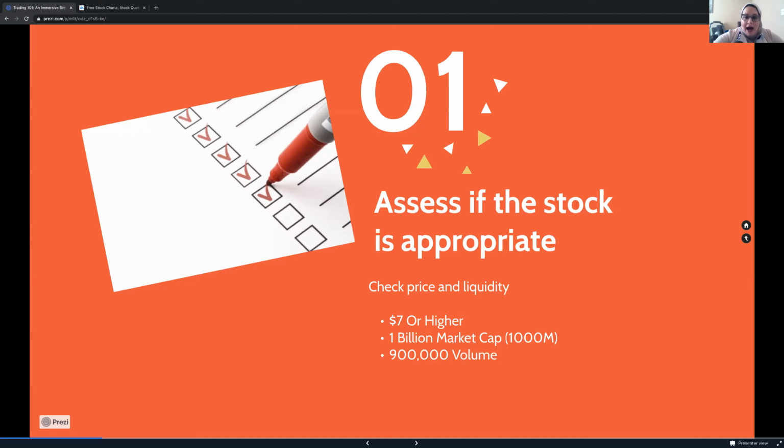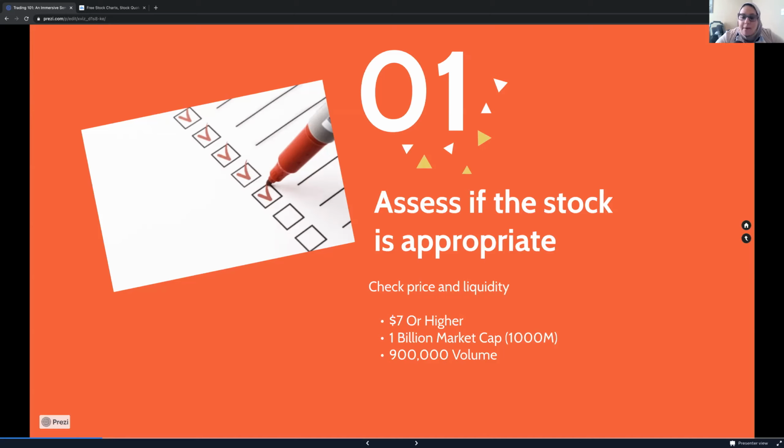So a highly liquid stock is a low risk stock. A low liquidity stock is a high risk stock. Remember, the purpose of all of this is to minimize our risk, to not lose money. So what are the indications of liquidity? There are two numbers that you want to look at to determine the liquidity. One of them is something called market capitalization.